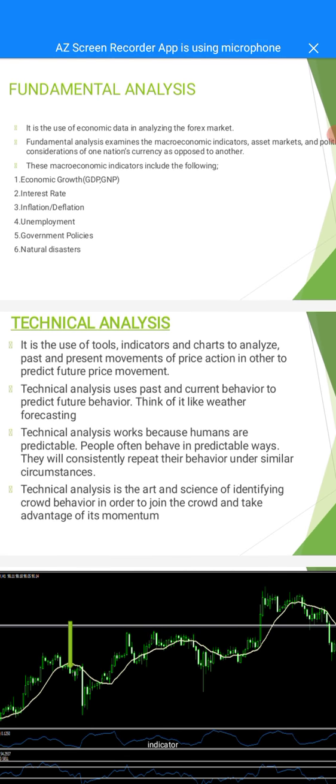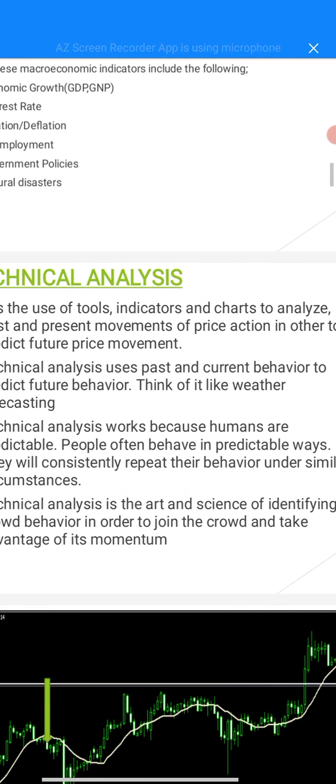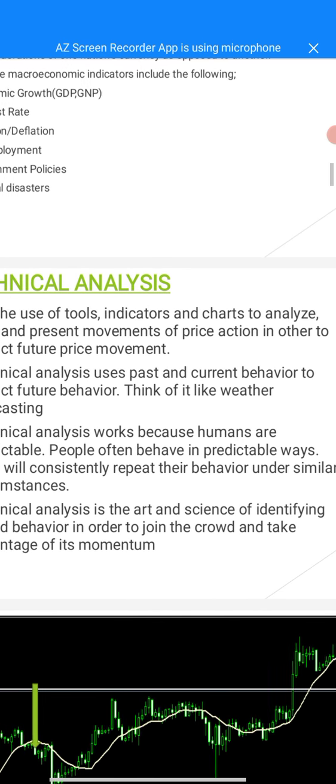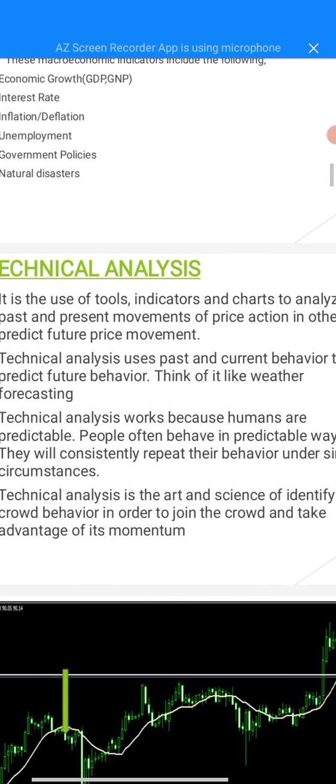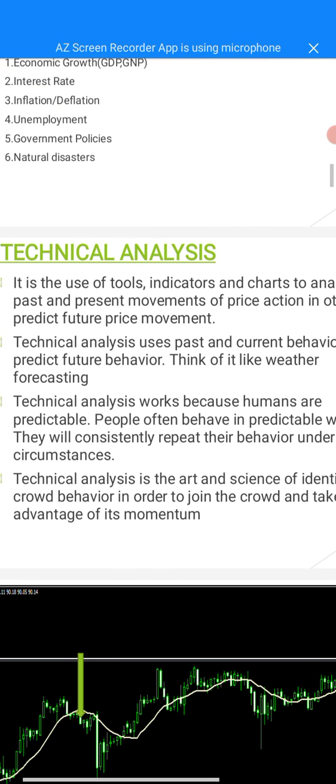Now, the third one, which is technical analysis, is the use of tools such as indicators and charts to analyze the market. And in the course of it, you analyze past and present movements of price action in order to predict future price movements. You make use of indicators, though I make bold to say over 90% of the indicators that are available in the market don't give accurate information. They lag behind.